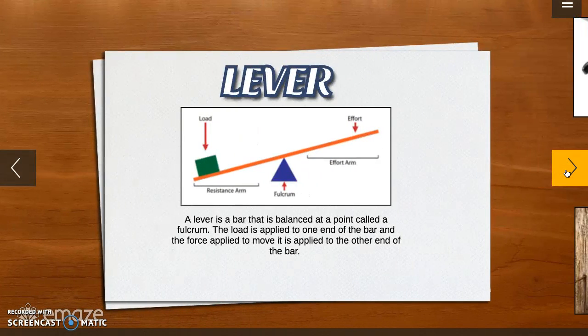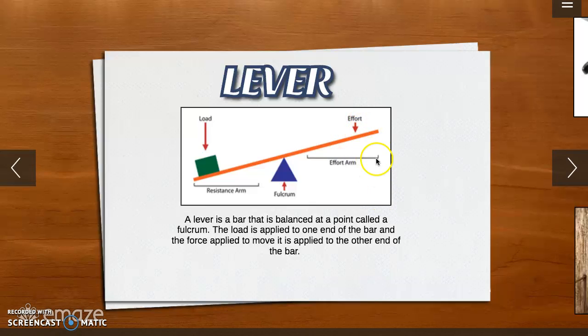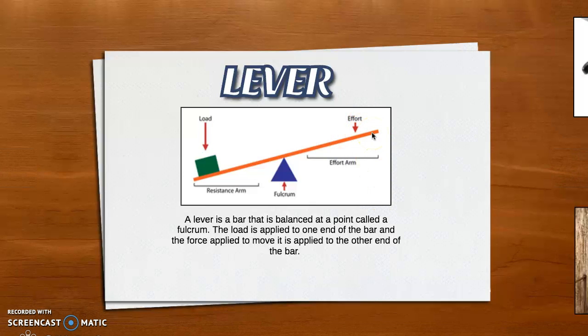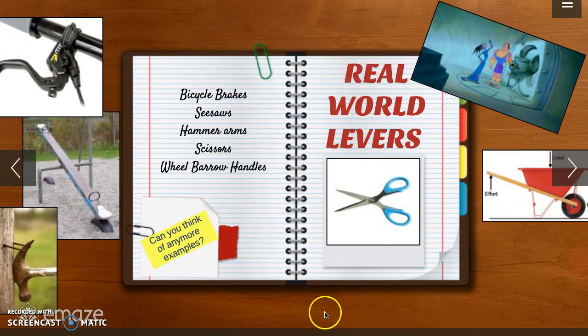So a lever is just a bar that is balanced on a point, and we call that point a fulcrum. A fulcrum is right here. The load is applied to one end, as you see over here, and the force is applied to the other end of the bar. You've probably seen lots of levers at different points in your life and not realized it was a simple machine. These are all examples of simple machines.